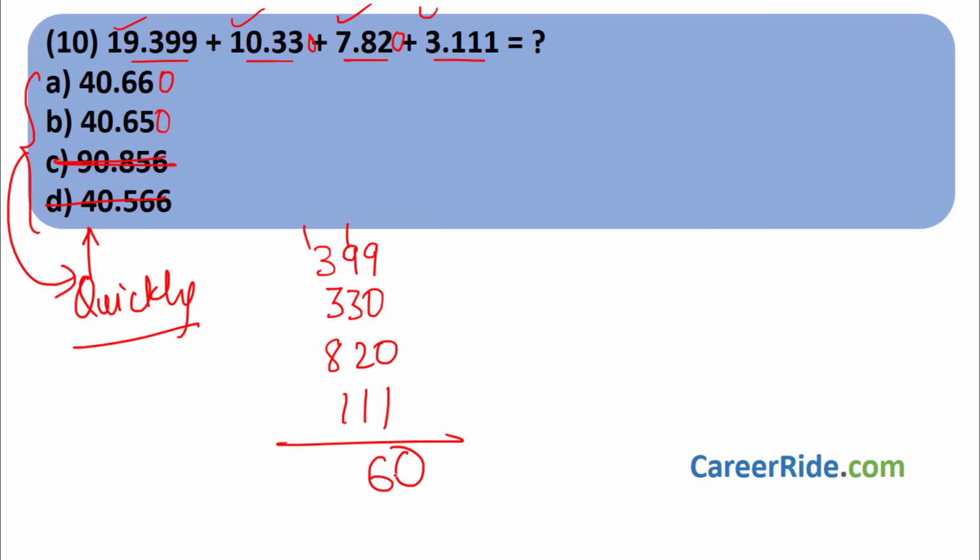Which option has 60 in the end? Only this option has 60 in the end. So this cancel, and this is the answer.